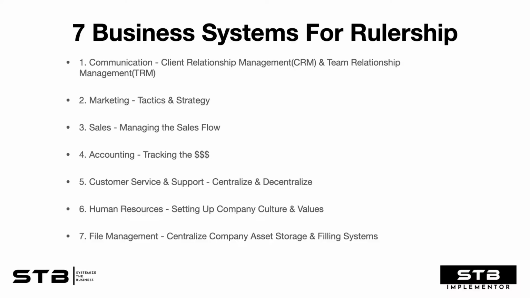Then system number 6 is human resources. Obviously, we need an HR department. We need to have consistent onboarding as we hire other people. And then system number 7 is file management, having centralized company assets, storage, and a filing system.